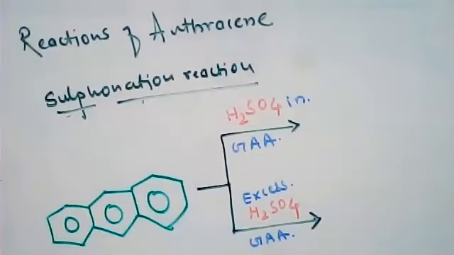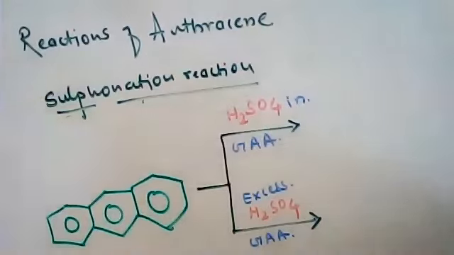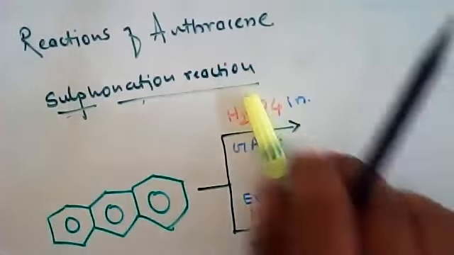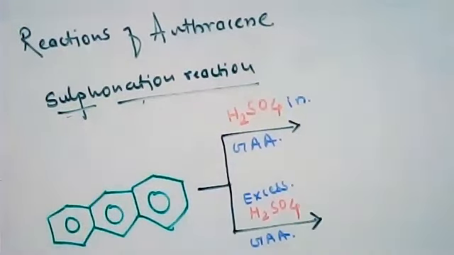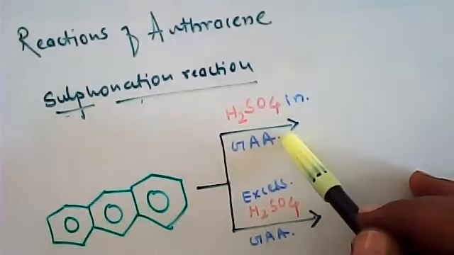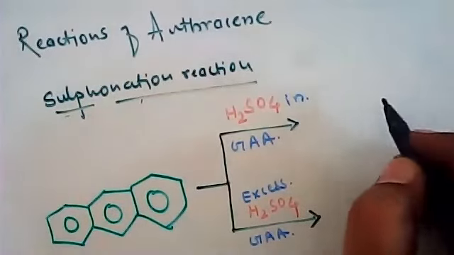In today's class, we will study the reactions of anthracene. The first reaction is a sulfonation reaction. Anthracene can undergo sulfonation by two different processes, but the reagent is the same, sulfuric acid. In the first case, the solvent is glacial acetic acid. In this, two products are formed.